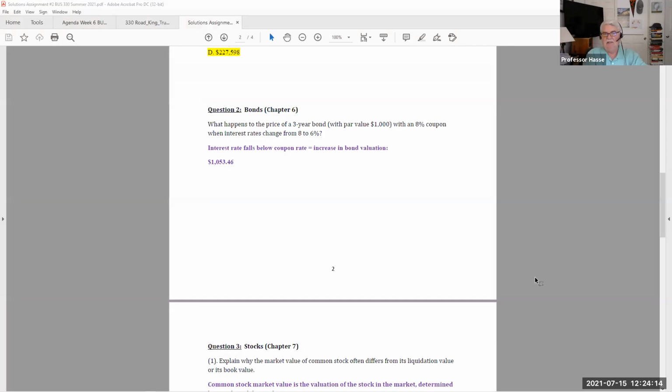And finally, in assignment number 2, question 2, bonds. What happens to the price of a 3-year bond with a par value of $1,000, that's its value at maturity, with an 8% coupon when interest rate changed from 8 to 6%? The answer is the value of the bond goes up because interest rates now are below the coupon rates. Interest rates drop, values go up. $1,053.46. Well, here's how you can calculate that amount.